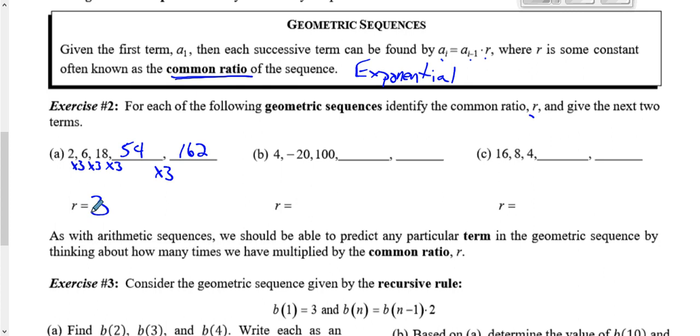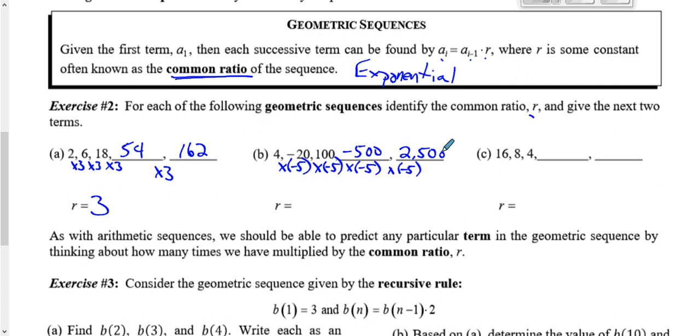Yes. Let's look at part B. What's the common ratio? It's going to be a negative number. It's negative 5. So times negative 5 gives you negative 20. Does it work here? And then what's negative 20 times negative 5? Positive 100. And then times negative 5 gives us negative 500. And then times negative 5 is positive 2,500.